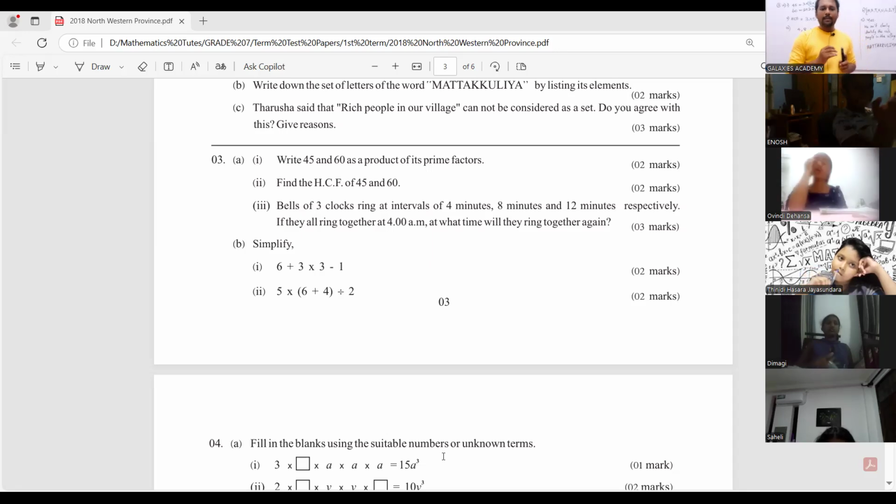At what time will they ring together again? How you can find this one? You have to find the HCF or LCM.